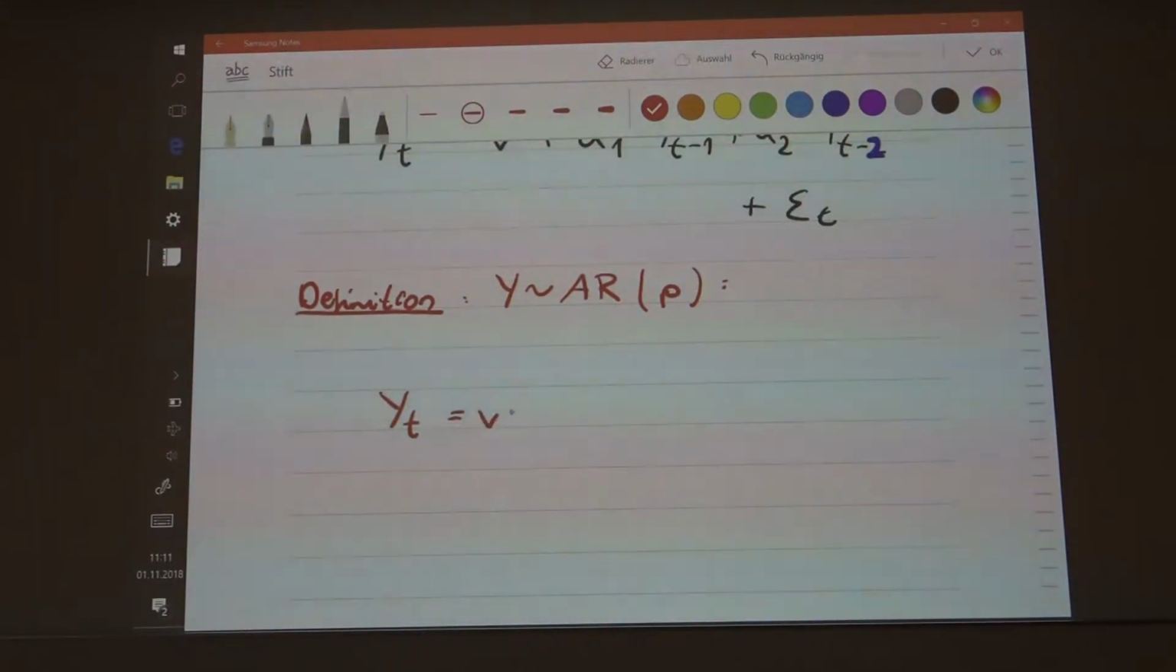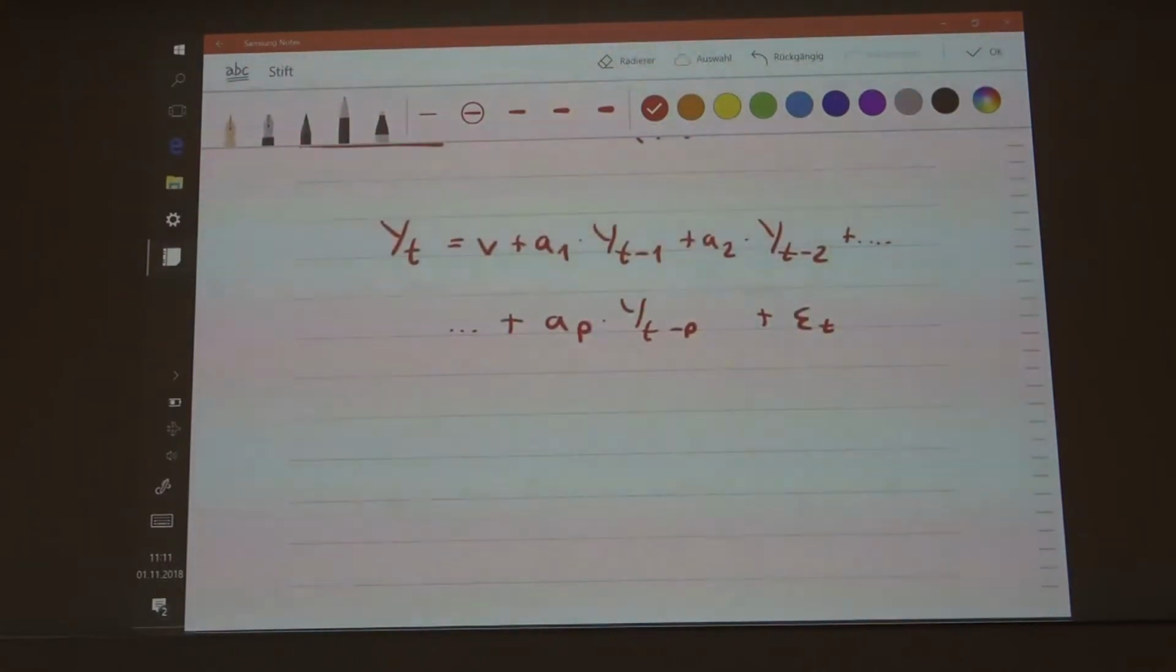So here you have the constant, then a1 times yt minus 1 plus a2 times yt minus 2 plus etc., and then plus ap times yt minus p, and plus the disturbance term, which is a white noise in this case. These constants are the parameters. This is a white noise.